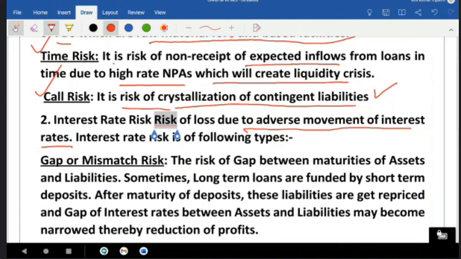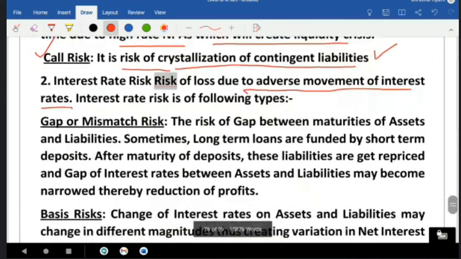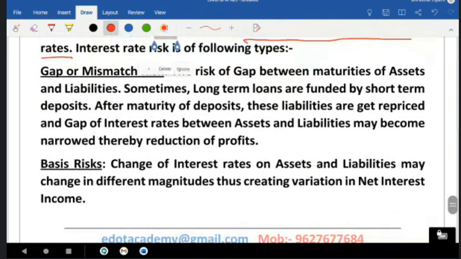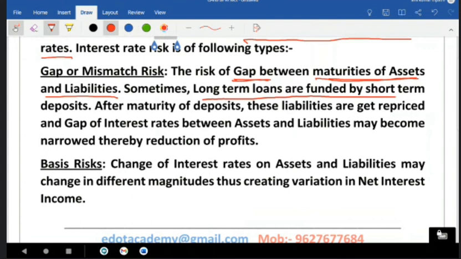In interest rate risk, one part is called gap or mismatch. Gap or mismatch is the risk of gap between maturities of assets and liabilities. Long-term loans are funded by short-term deposits. Your long-term loans are the assets and your deposits are the liabilities, because once you take a deposit, you become liable. You have given the loan for the long term, but deposits are for the short term. So they become the gap.